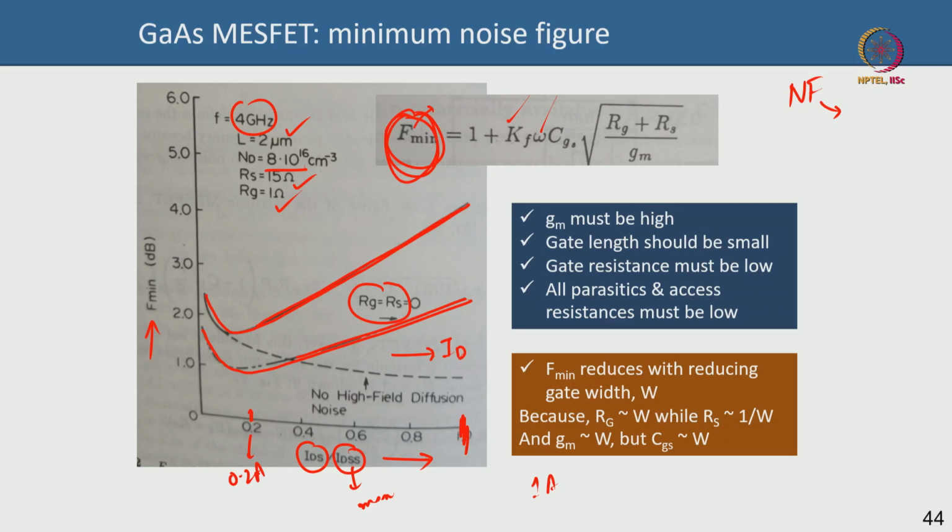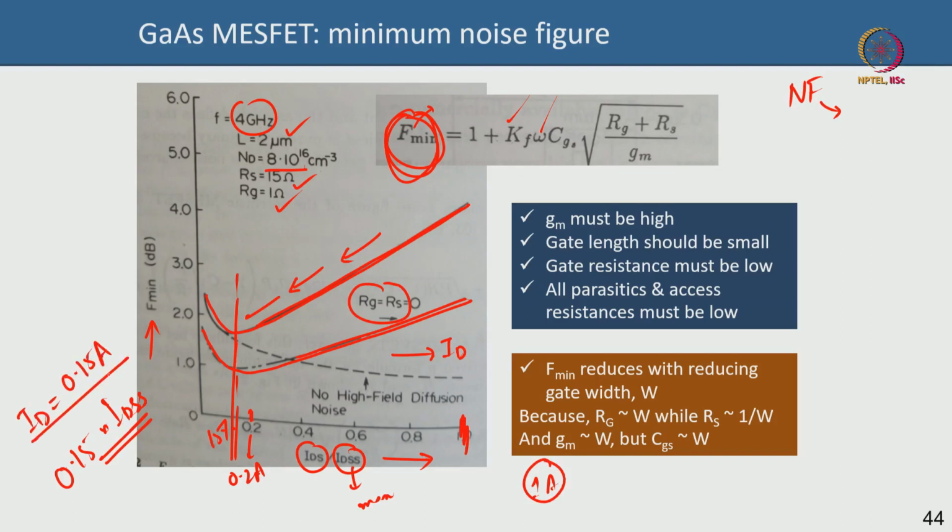So you want to operate the low noise device at as low a drain current as possible, which is here at this point, which is around say 15%, 0.15 times the maximum drain current. Suppose 1 amp is the maximum drain current, you are biasing the device so as to get an output current of 0.15 amp only. In that case, you have the minimum noise figure. You are reducing it, the noise comes down because your drain current is coming down, correct.